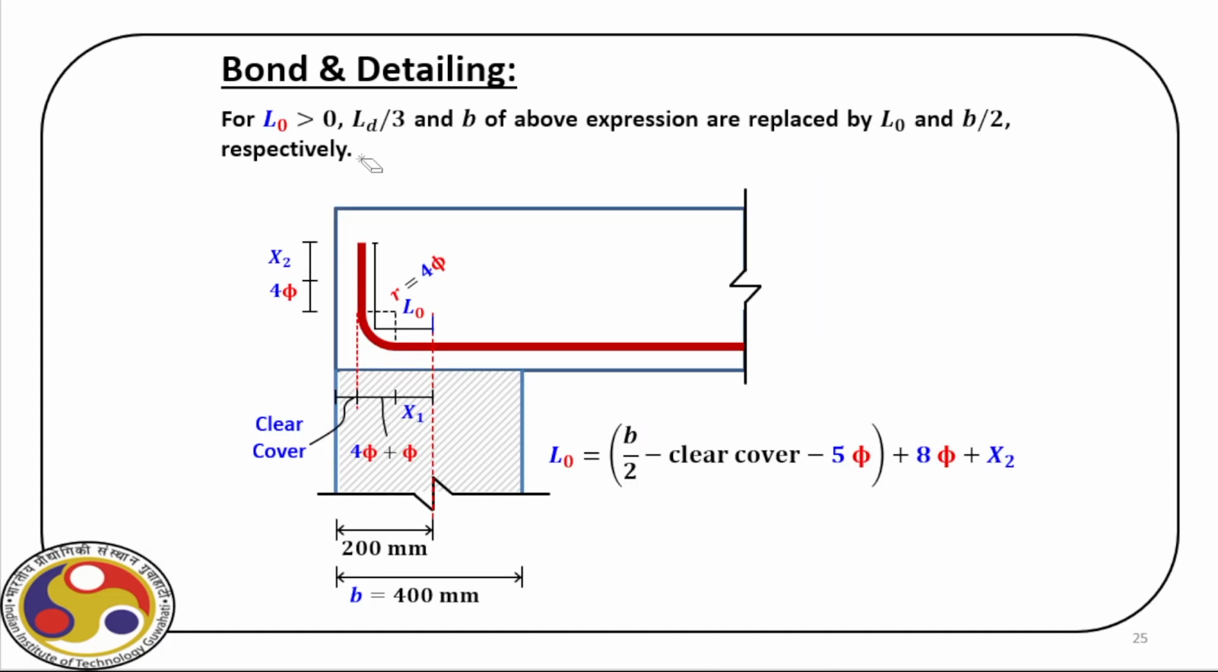Now for this L0 greater than 0, LD by 3 and B of above expressions are replaced by L0 and B by 2. So that is obvious, because if L0 is greater than 0, then we have to provide L0 here, and so for that L0 is equal to B by 2 minus clear cover minus 5.5 plus 8.5 plus x2, and then we can accordingly find out how much distance we have to provide. So that is the x2 here.